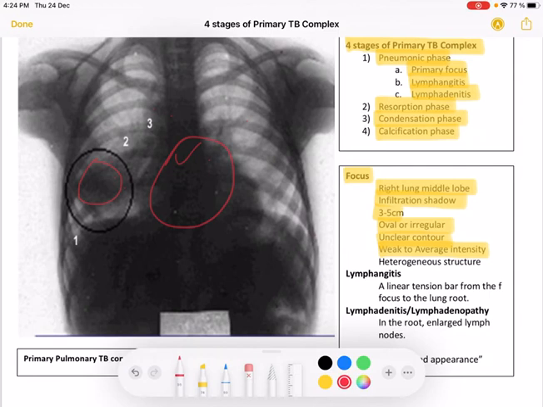Okay, and further we talk about the structure. The structure is non-homogeneous, or heterogeneous. So what does homogeneous structure mean? Homogeneous structure means that in this particular area we can see all black, here we can see all white, but here we can see white dots and black dots. So it comprises different intensities, so that's why it is a heterogeneous structure.